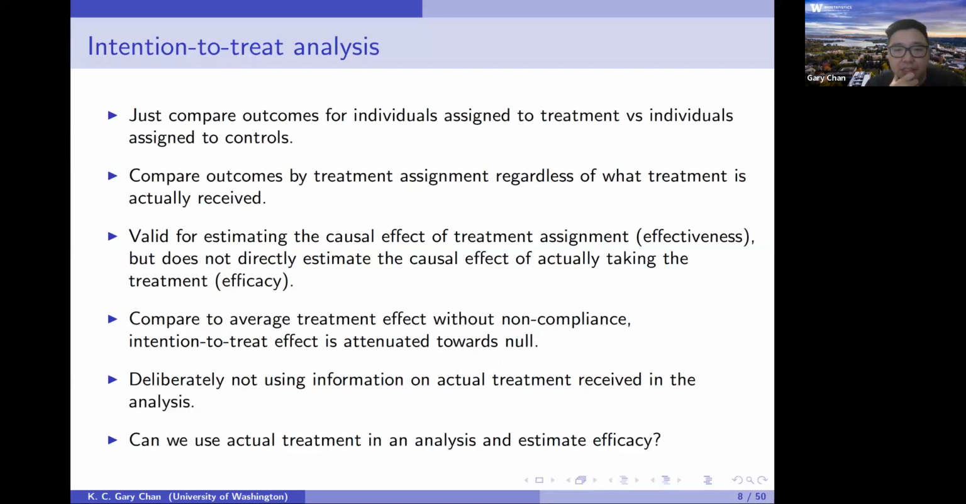And if you do intention to treat analysis, you're actually deliberately not using information on the actual treatment received in the analysis, which may or may not be a problem. Okay?